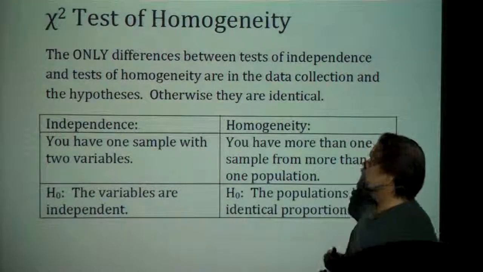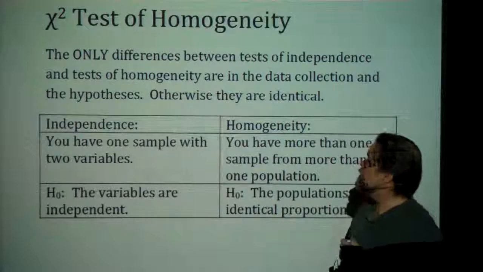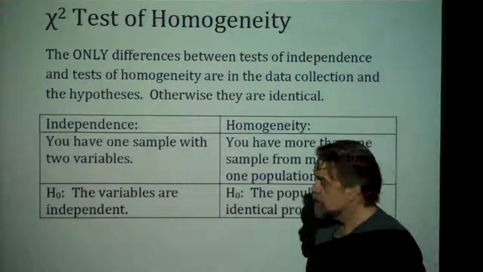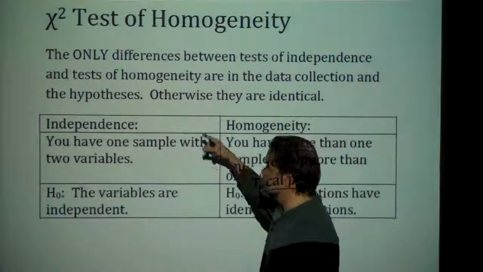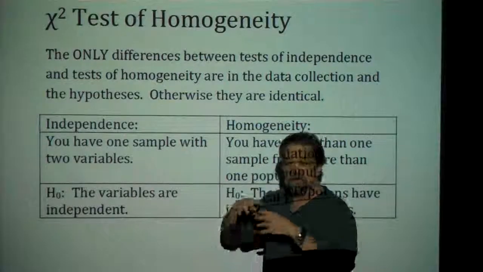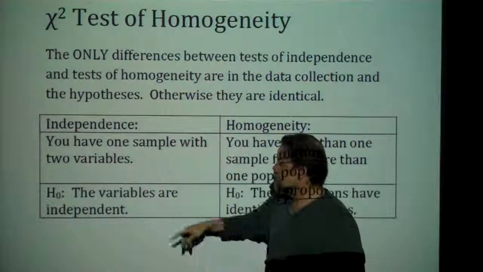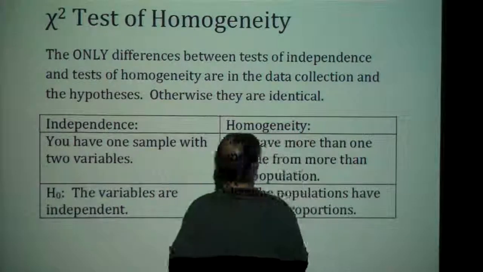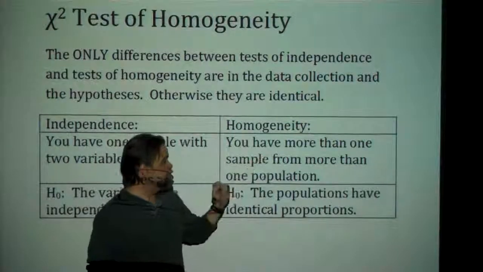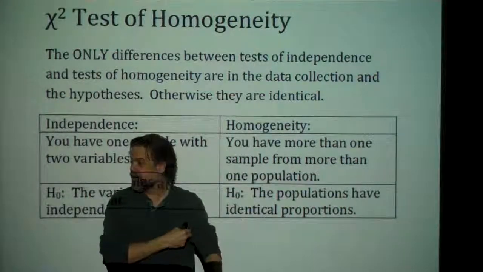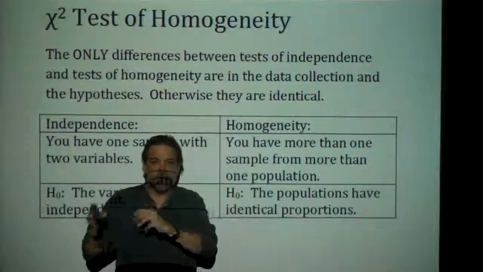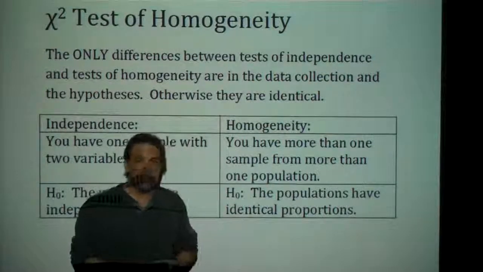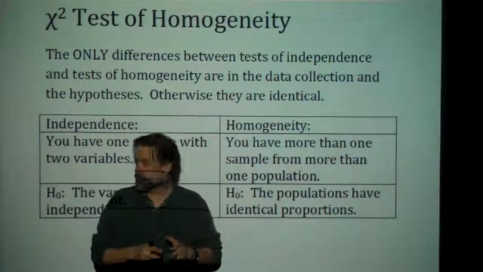The only difference between tests of independence and tests of homogeneity are in the data collection and the hypotheses. Otherwise, they are identical, okay? In your independence test, you have one sample with 2 variables, like the eyes and the handedness, okay? Your null hypothesis is that the variables are independent. With a homogeneity test, you have more than one sample from more than one population, okay? Well, you basically have one sample per population, but you have lots of different populations. And then your null hypothesis is the populations have identical proportions.